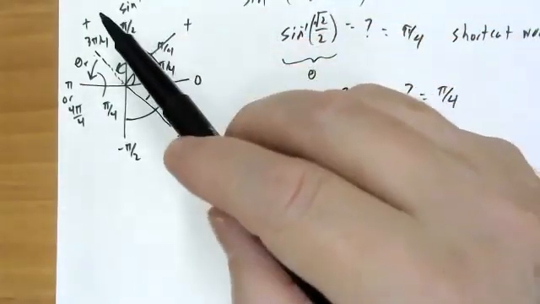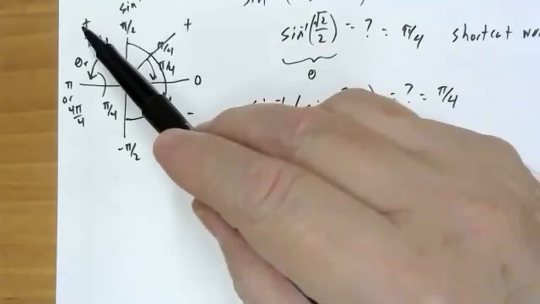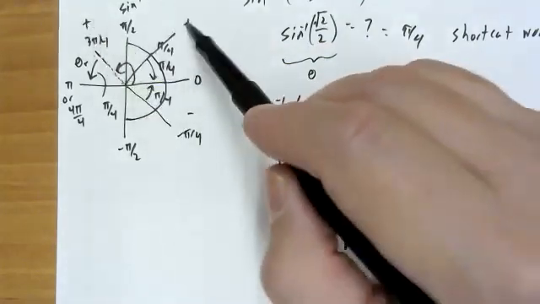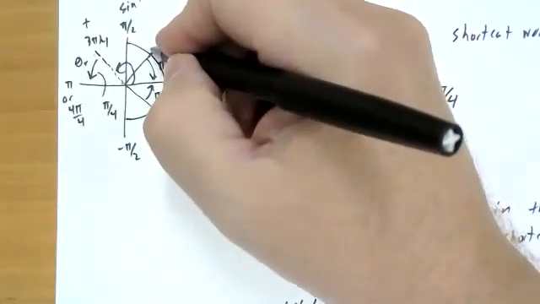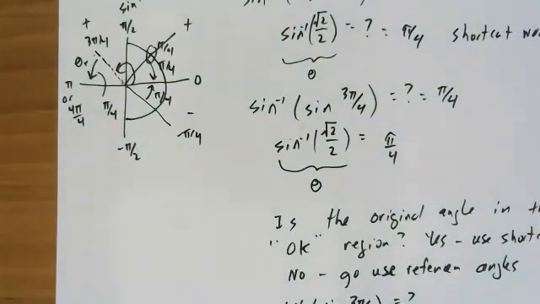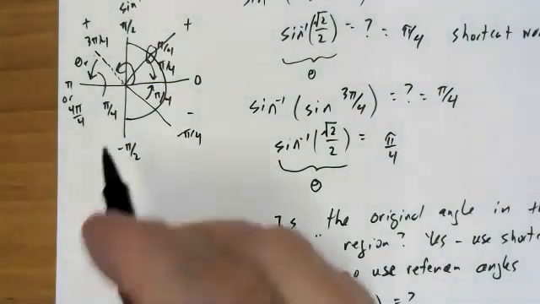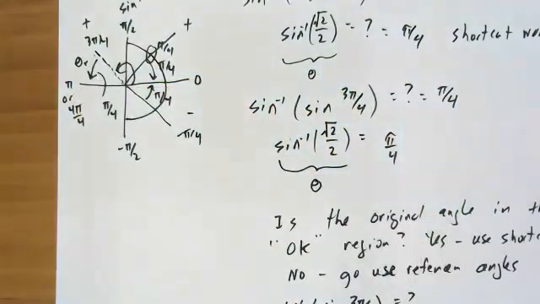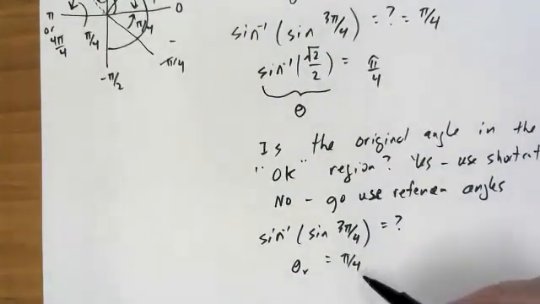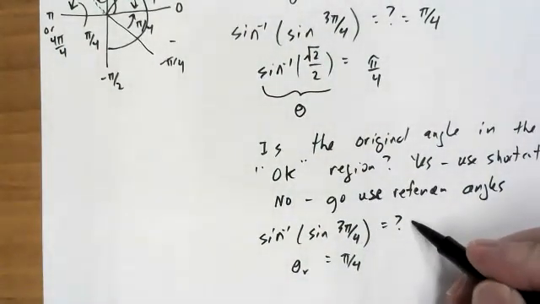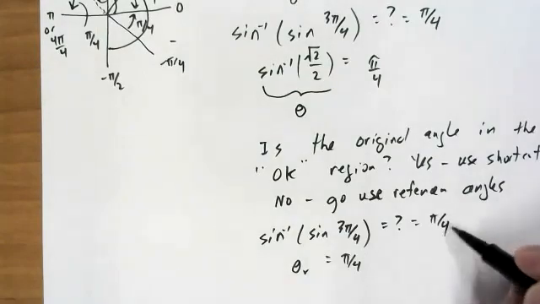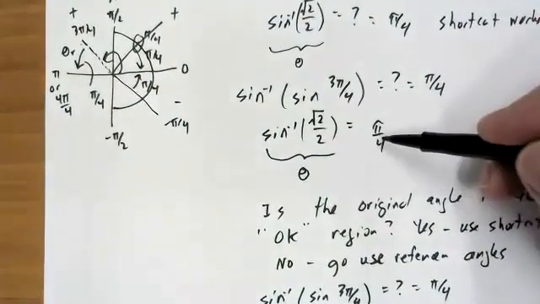Therefore, I want the signs to be the same. So this is positive, this is positive. Therefore, this is the reference angle that gives me the exact same answer as my angle over here. And that's how I end up saying that it's pi over 4.